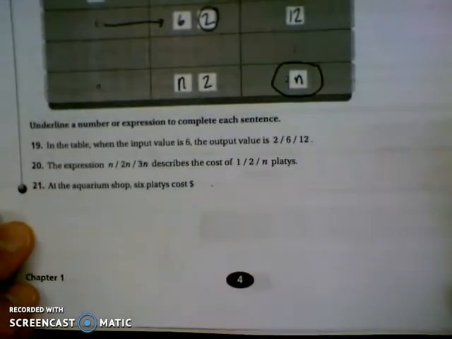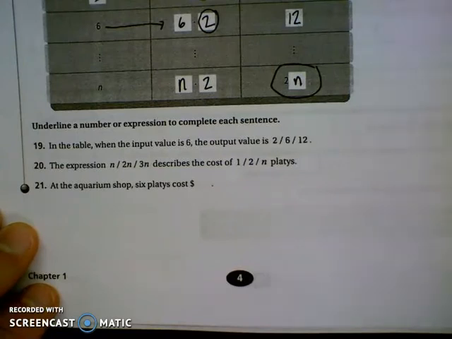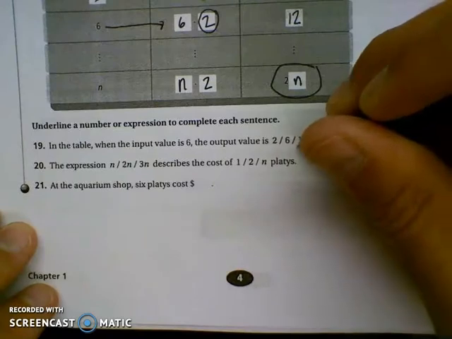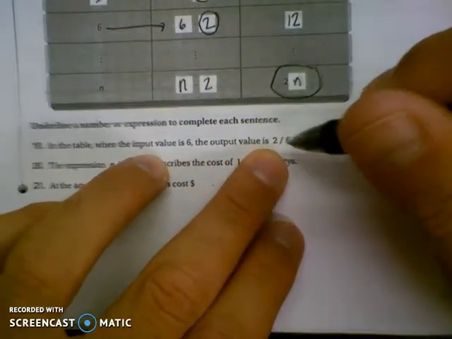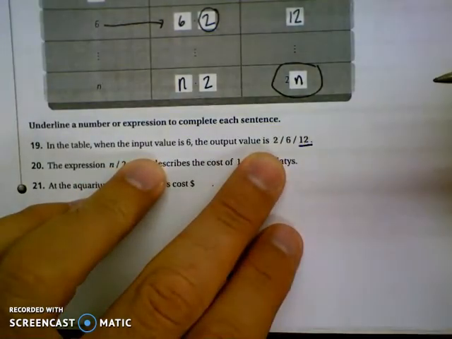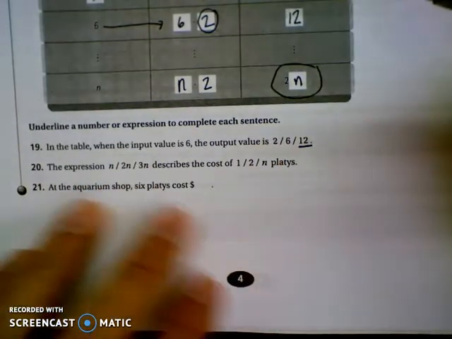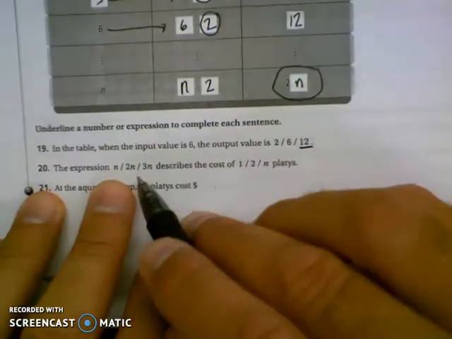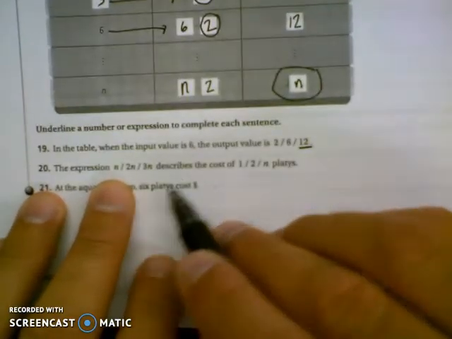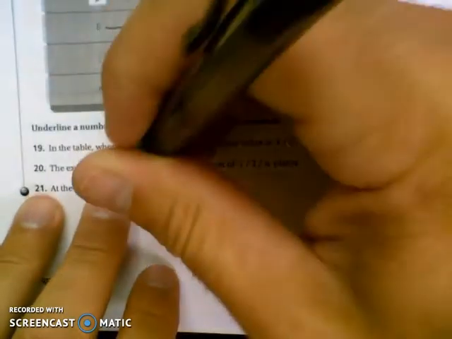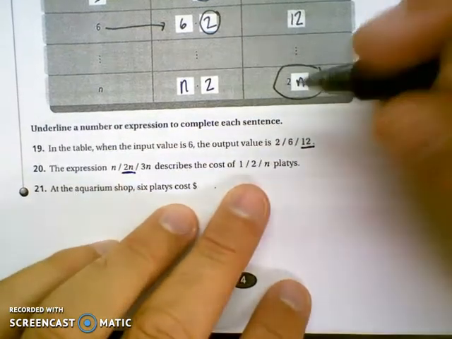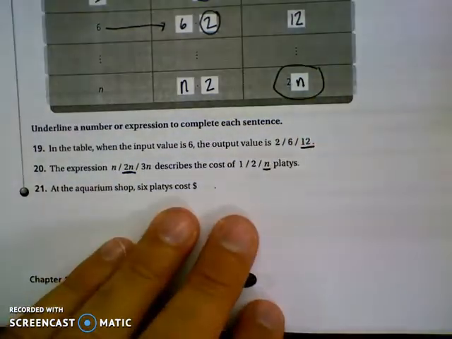So if we're picking up back here on page 4, bottom of the page, it says underline a number or expression to complete each sentence. So we're going to say right here, in the table when the input value is 6, the output value is 2, 6, 12. So next one, the expressions n, 2n, and 3n describe the cost of 1, 2, n plates. So it's 2n, and it is n plates.